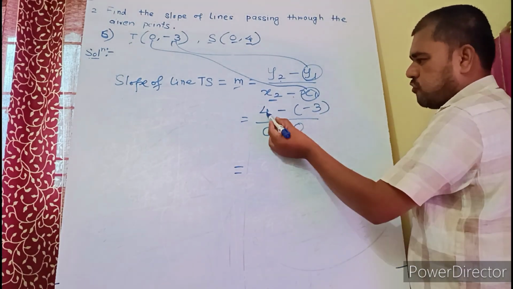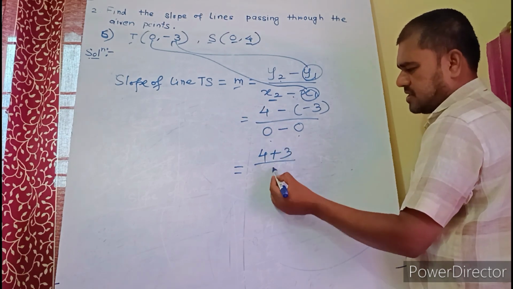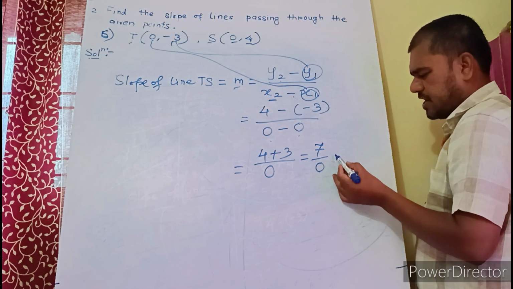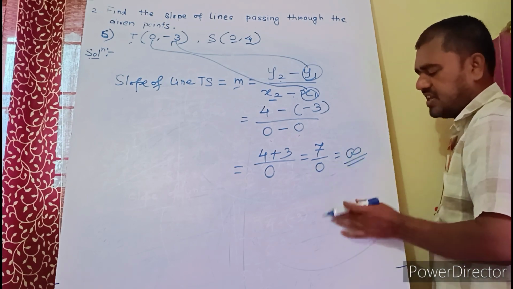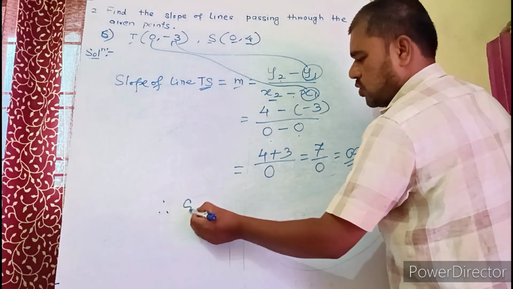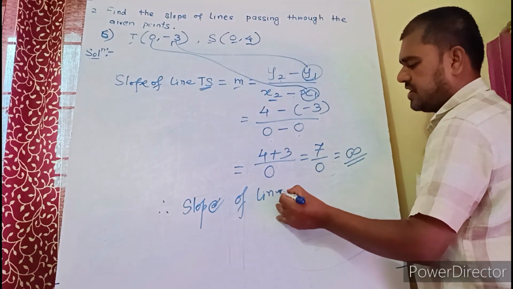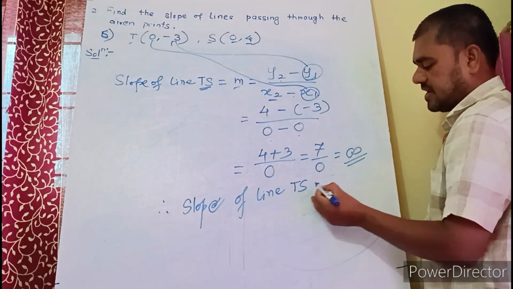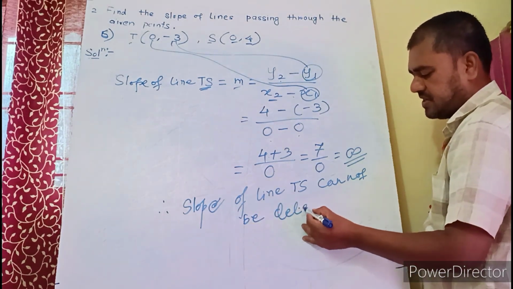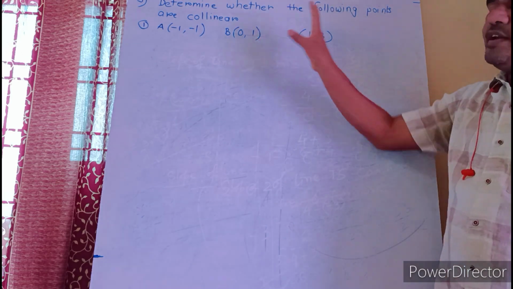Now on solving, 4 as it is, minus minus is plus 3, divided by 0 minus 0, that is 0, that is equal to 7 divided by 0. 7 divided by 0 is nothing but infinity. Therefore the slope of the line TS cannot be determined. Therefore the slope of line TS cannot be determined.